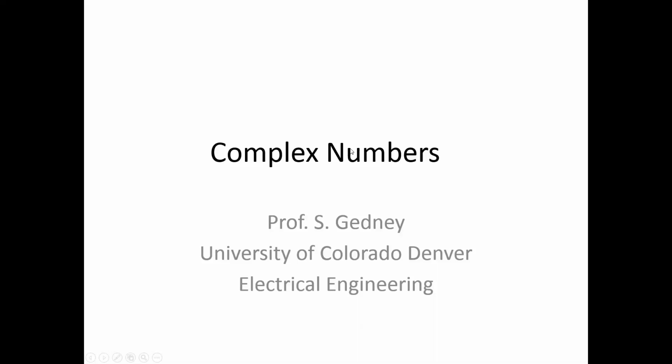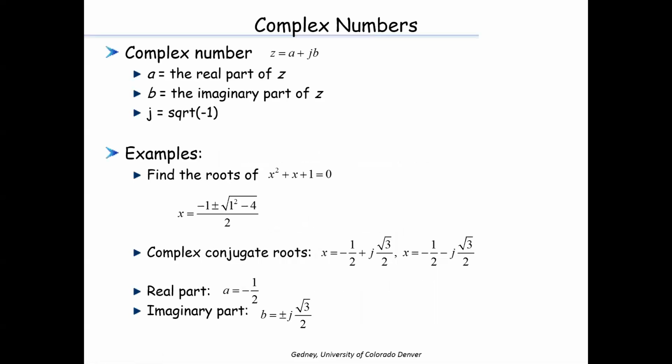In this lecture, we are going to review complex numbers, complex number theory. So what do I mean by a complex number? A complex number is a number that has both a real and imaginary part. So for example, here we have this number z, which has a real part a and imaginary part b, or jb, or b is what we call the imaginary part.